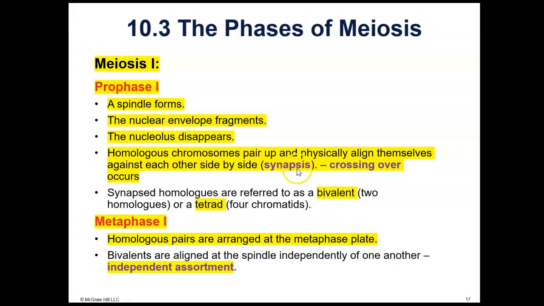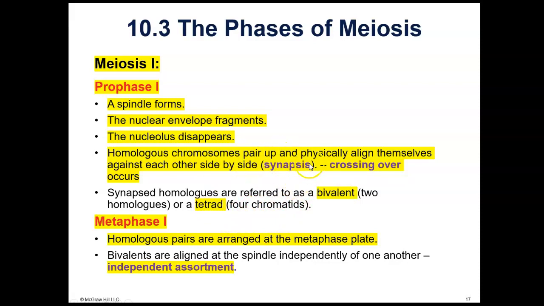And when they match up, now there's going to be 2 chromosomes. So they can be called a bivalent, or because each chromosome has 2 sister chromatids, that would be a total of 4 chromatids. We can also not only refer to those homologous pairs as a bivalent, but also as a tetrad for 4. Okay, so homologous pairs, bivalent, and tetrad all mean the same thing.